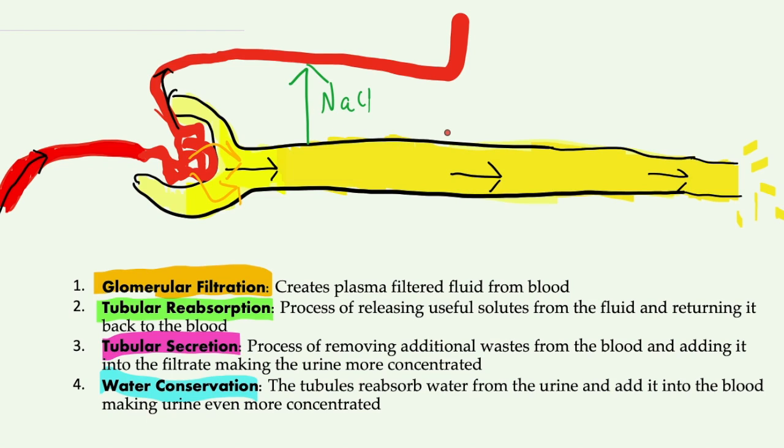Next, we have tubular secretion, which is the process of removing additional waste from the blood and adding it into the filtrate, making the urine more concentrated. Finally, we have water conservation. The tubules reabsorb water from the urine and add it back into the blood, making urine even more concentrated.